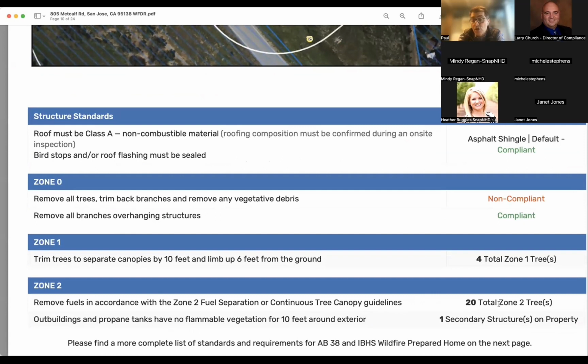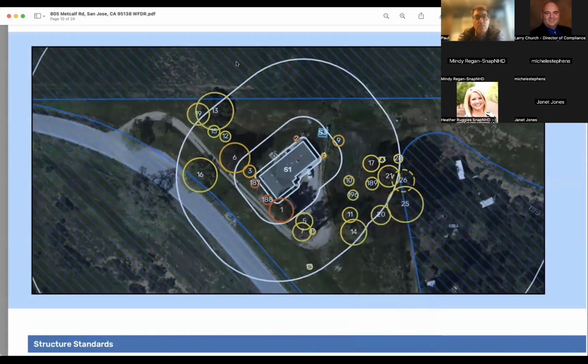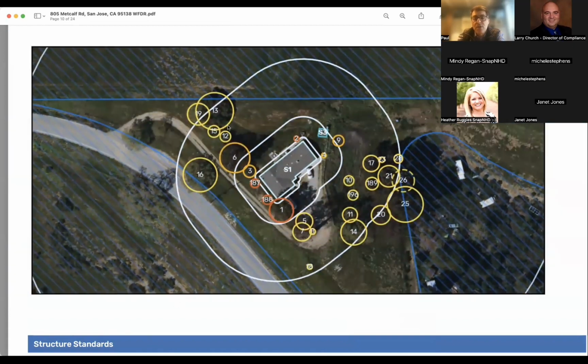Similarly, zone 2 has very similar fuel separation and continuous tree canopy guidelines. Here, the report shows you that you've got 20 total zone 2 trees. These zone 2 trees are represented as yellow. And you can see trees 5 and 7 overlap. Trees 13, 19, and 15 overlap. 12 and 15 are tangentially connected. 21 and 18 look like they overlap. So you've got multiple trees here that are more than likely going to require some work.